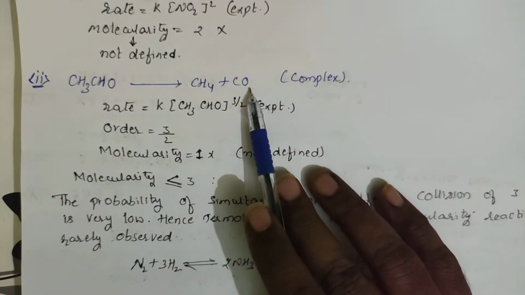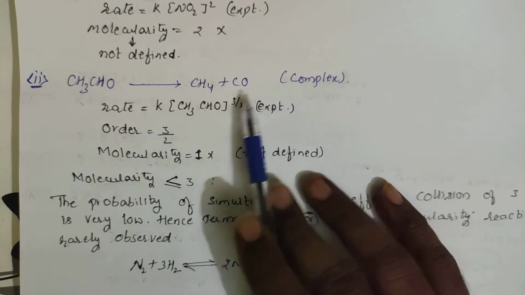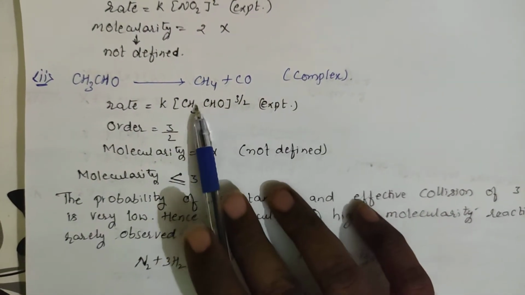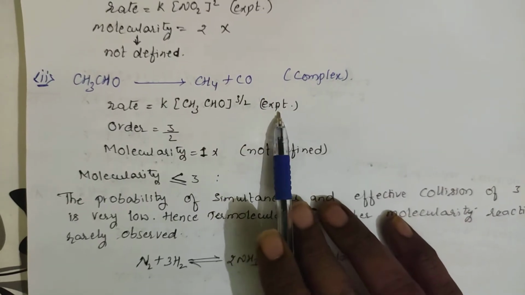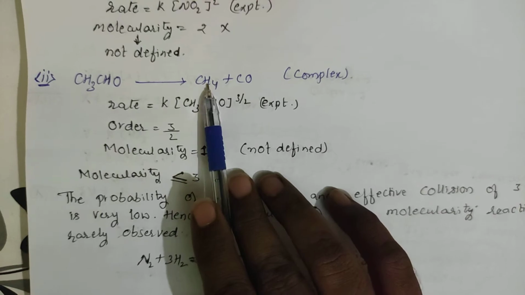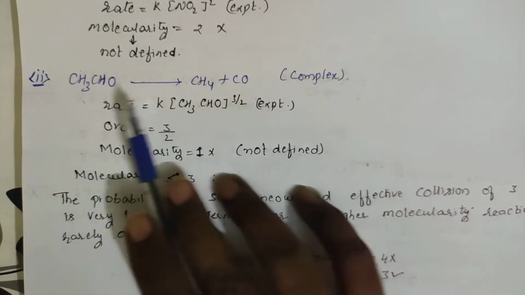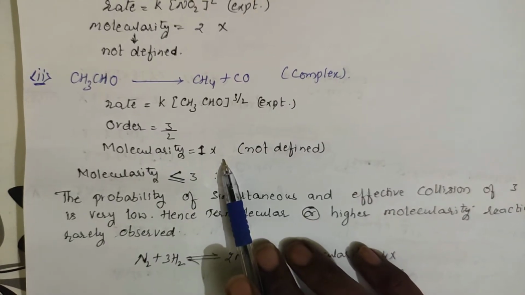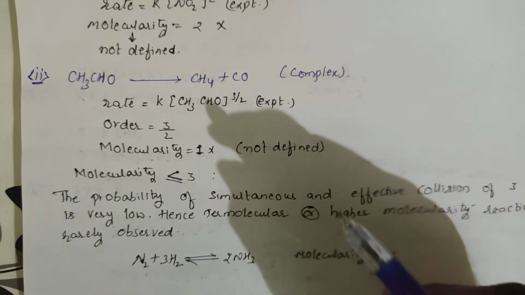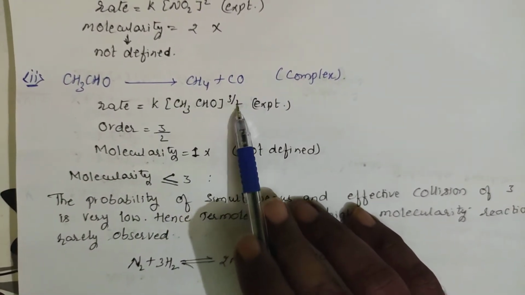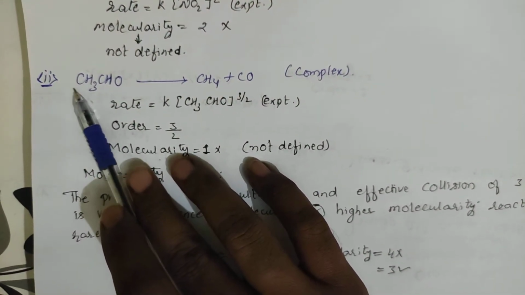CH3CHO has been converted to CH4 plus CO. The rate has been mentioned. Here 1 is present. But the rate has been mentioned as [CH3CHO] whole power 3 by 2. Experimentally this is the condition. So you can't write the molecularity as 1 because this is not the RDS step or the elementary step. This has been mentioned as a complex step. Molecularity is not equal to 1. We don't know that unless they have mentioned the RDS step, and order, based on this equation, you'll be getting 3 by 2. And here it is 1. You should not go for this.